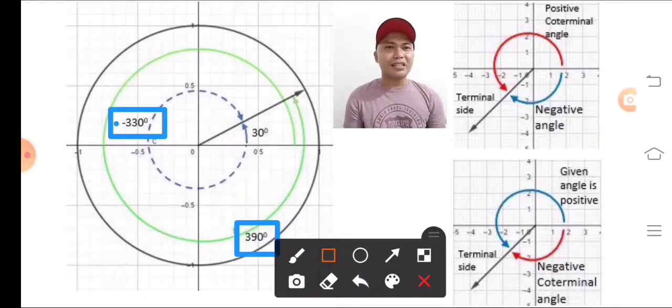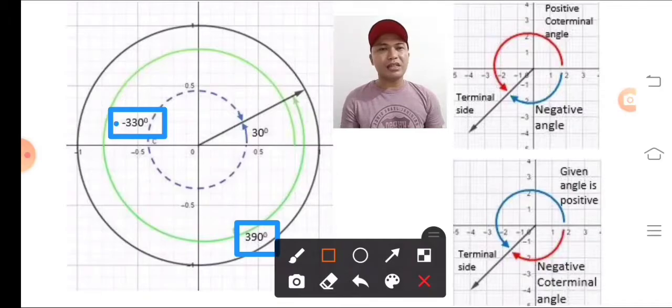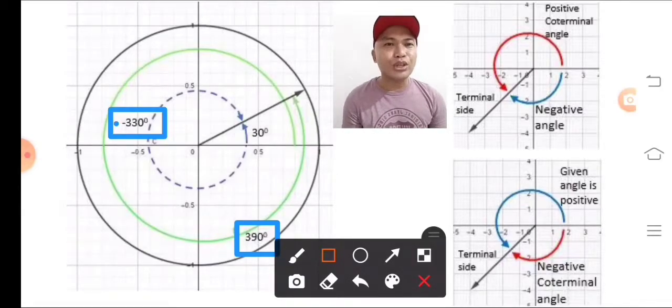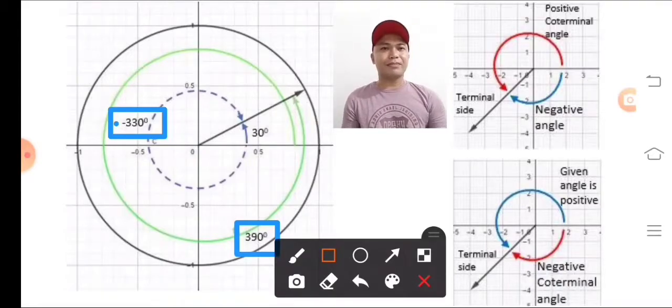In finding the next negative coterminal angle, you can add negative 360 degrees. So negative 330 degrees plus negative 360 degrees, that is negative 690 degrees. That negative 690 degrees is the other coterminal angle of 30 degrees.